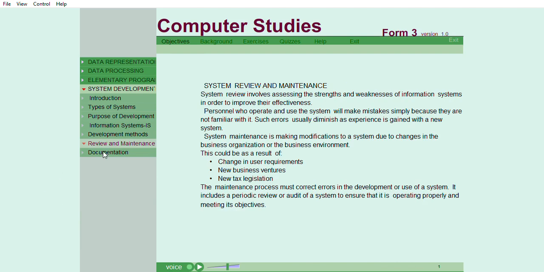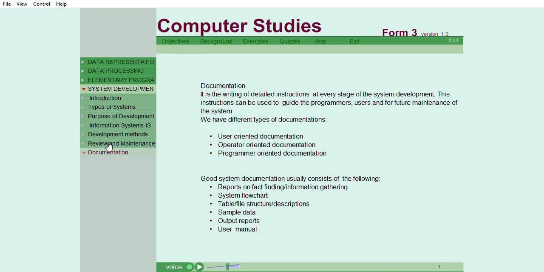System review and maintenance. System review involves assessing the strengths and weaknesses of information systems in order to improve their effectiveness. Documentation. It is the writing of detailed instructions at every stage of the system development. These instructions can be used to guide the programmers, users, and for future maintenance of the system.